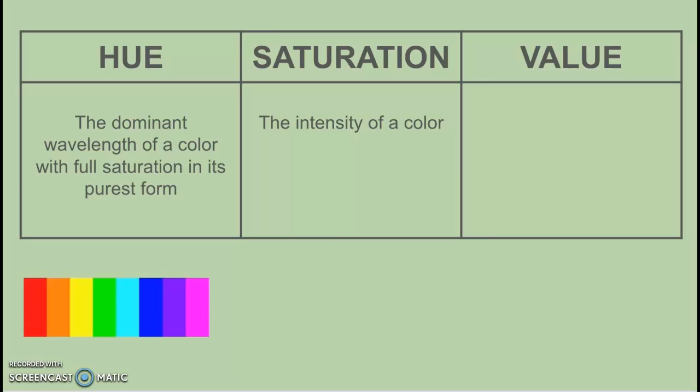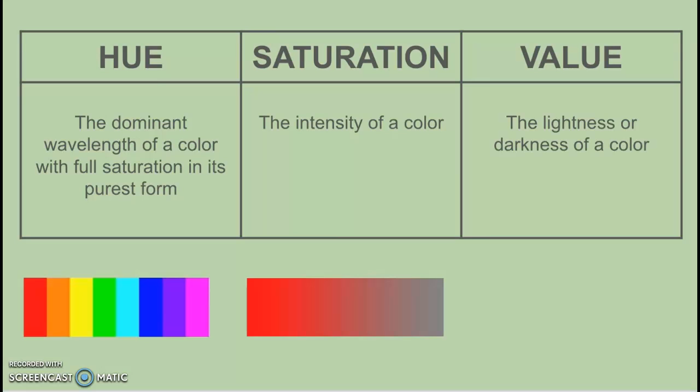Saturation is the intensity of a color. So as you can see in this image, there are different shades of red, and this is known as the saturation. And lastly, value is the lightness or darkness of a color. Here you can see how the scale goes from black all the way to white and shows the reds with a mix of added light and added darkness.